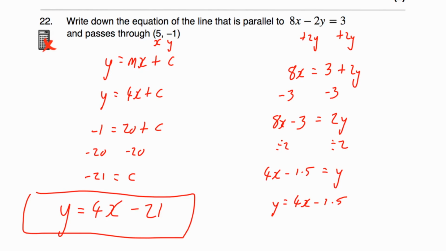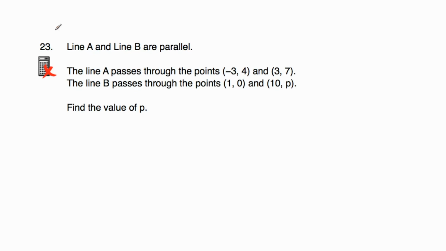Okay, let's have a look at question number 23. And question number 23 is our penultimate question. So lines A and B are parallel, that means they'll have the same gradients. And the line A passes through the points (3, 4) and (3, 7). And the line B passes through the points (1, 0) and (10, p).